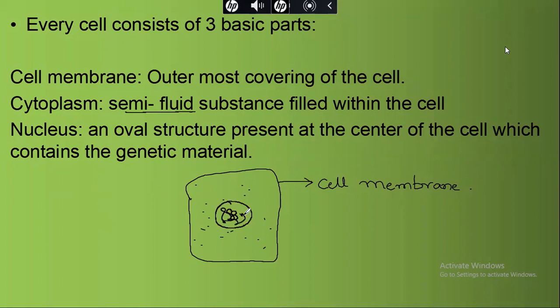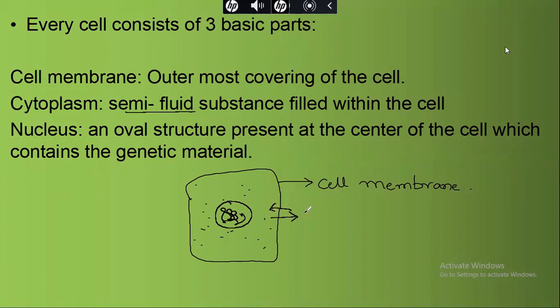So this cell membrane, which I came first with, protects the cell. It gives the shape to a cell. It controls the movement of materials in and out of the cell. So when a substance has to come inside the cell or go outside the cell, the plasma membrane, or the cell membrane, should allow their movement. So it doesn't allow unwanted things to get into the cell or the substance to go out of the cell.